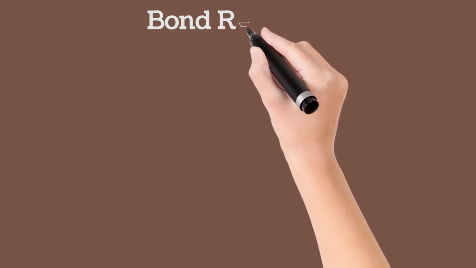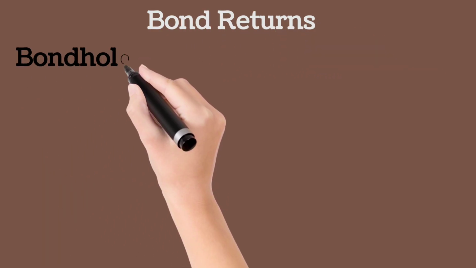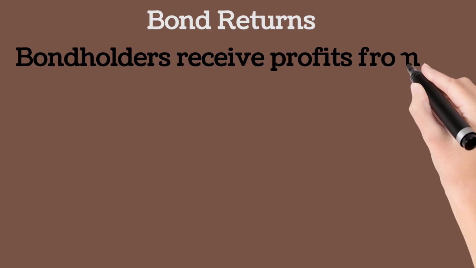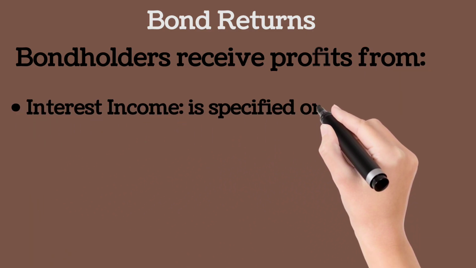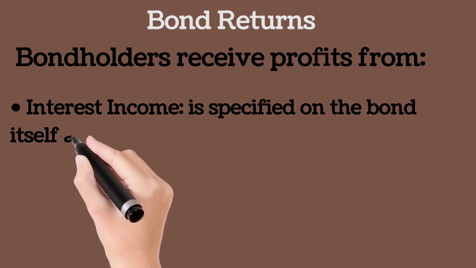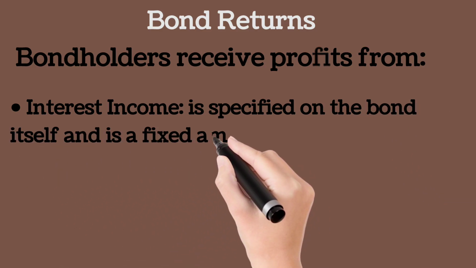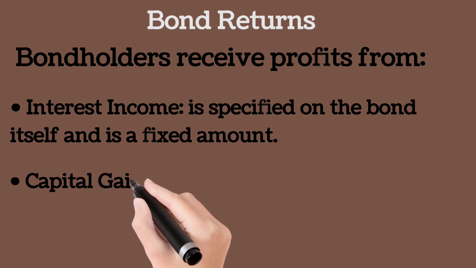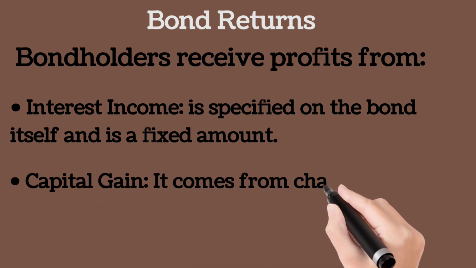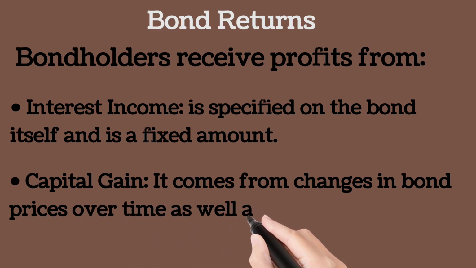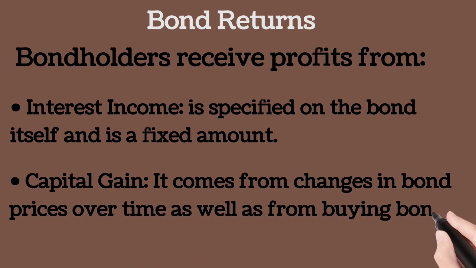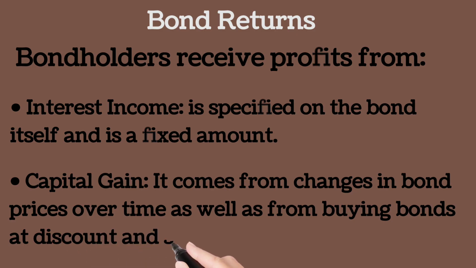Now let's have a look at bond returns. Bondholders receive profit from two factors. The first one is interest income, that is specified on the bond itself and is a fixed amount. The next one is capital gain. It comes from changes in bond prices over time, as well as from buying bonds at a discount and selling them at a premium.